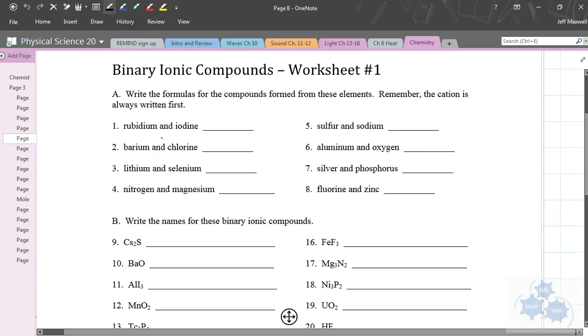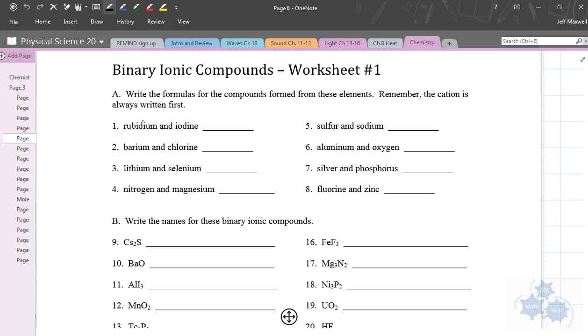So as we practice these, let's take a look at worksheet number 1. It says, write the formulas for the compounds formed from these elements. Remember, the cation is always written first. In an ionic compound, that's the way we always do it. There are some rules that have really good reasons behind them and some that don't. So that's the way we always do it. Always write the positive one first.